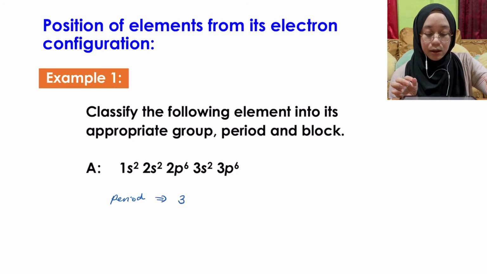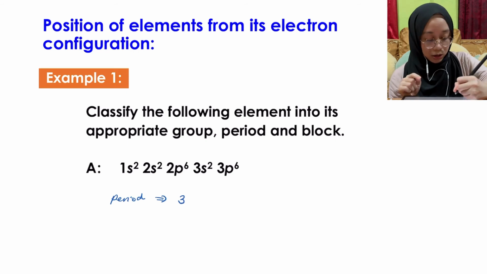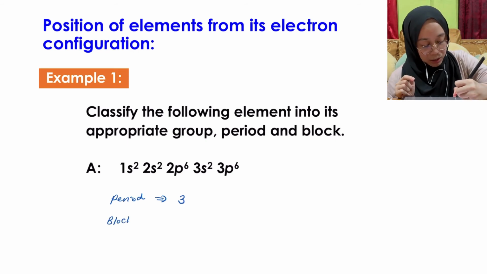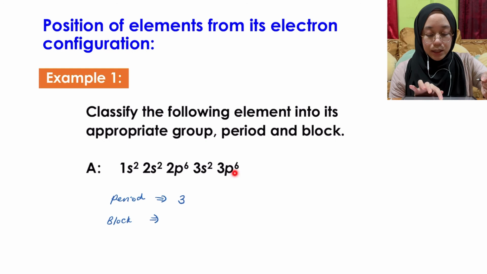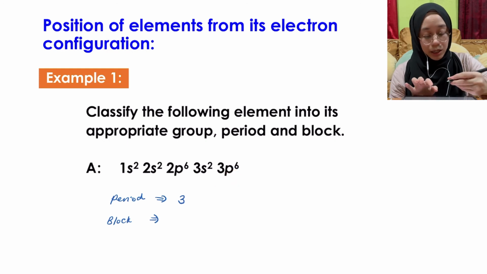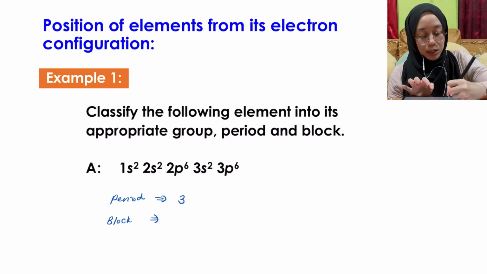Okay, and then next one kita nak determine block. So kalau kita nak determine block pula, block is the very last orbital yang kita isi. So the last orbital yang kita isi adalah 3p. So P bermaksud dia dalam P block.